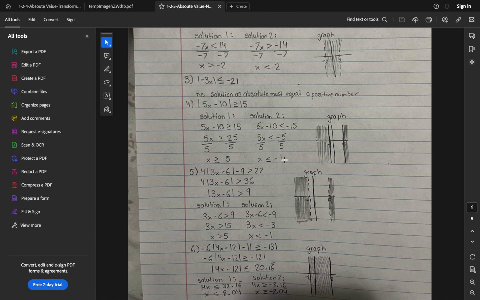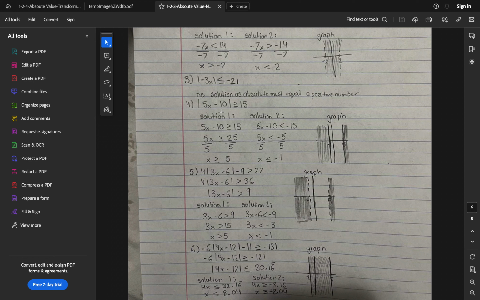For question number 3, this doesn't work because an absolute value cannot be equivalent to a negative value. It must be equivalent to a positive number. It cannot be equivalent to a negative value. All right, so we go on to question number 4.